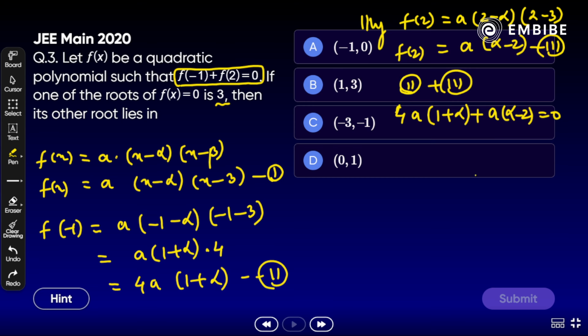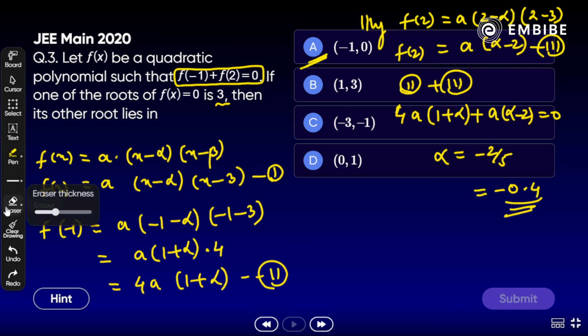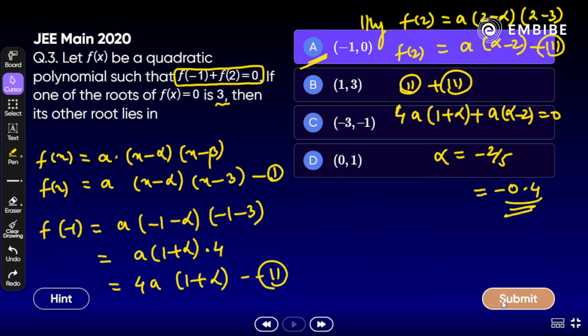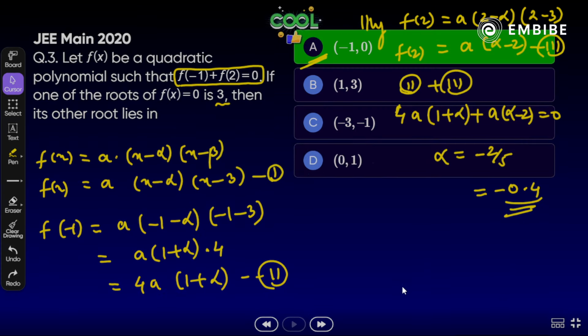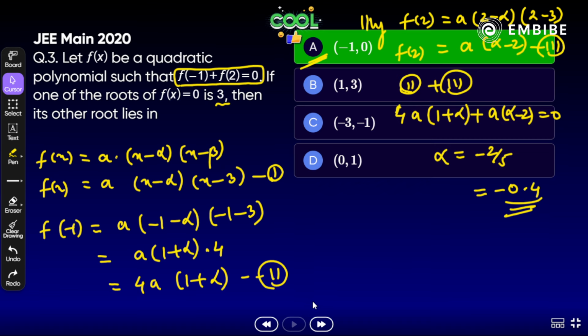What will be the alpha? Alpha is minus 2 by 5, that is nothing but minus 0.4 here. So minus 0.4 lies between which interval? Approximately minus 2 by 5, between minus 1 and 0. Is it? Yes. Between minus 1 and 0. Exactly. Done. So easy and simple.